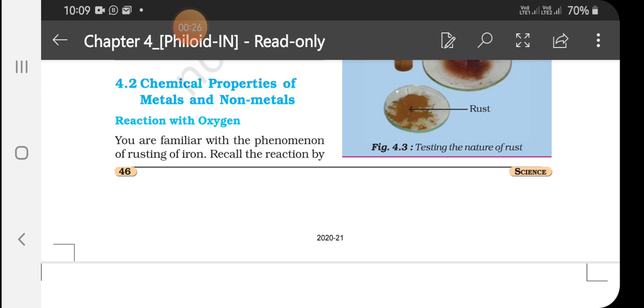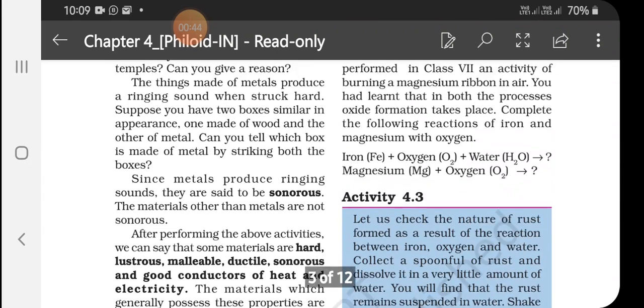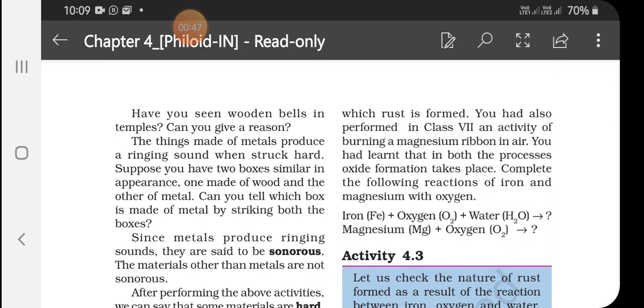Whenever any metal comes in contact with oxygen, it forms an oxide, and when iron comes in contact with oxygen and moisture, it forms rust. Have you all seen rust in your day to day life? I think you have all seen the brown appearance on the surface of iron. So we know that whenever iron reacts with oxygen and water, it forms rust.